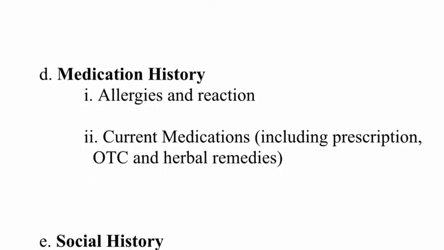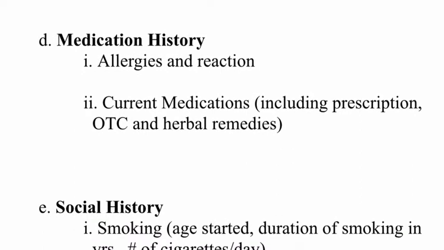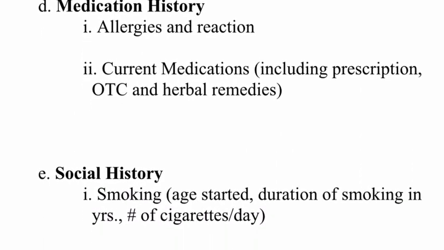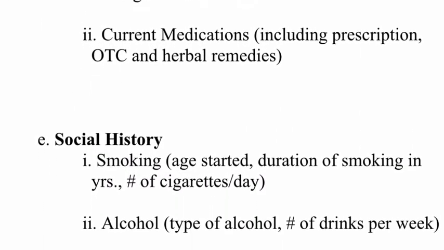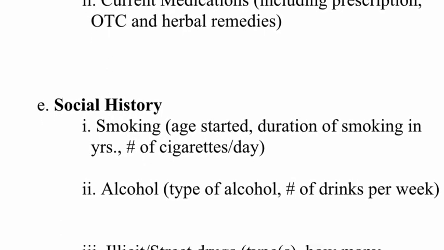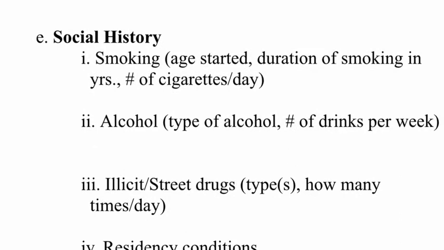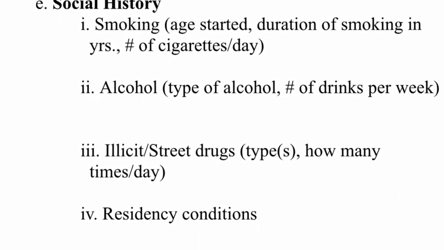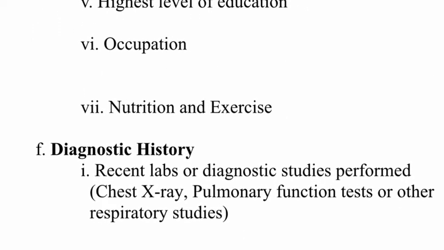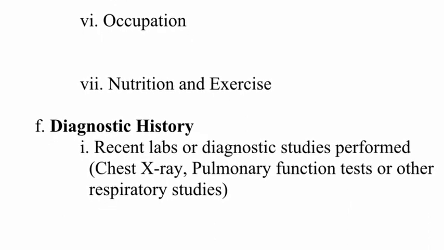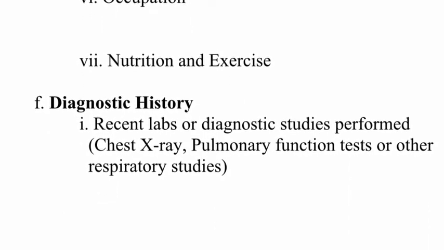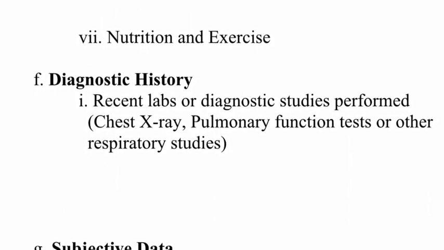We want to know their medication history, such as allergies and reactions, as well as current medications that they are on. We want to know their social history, such as smoking, alcohol, illicit street drugs, residency conditions, highest level of education, occupation, and nutrition, exercise. Their diagnostic history, which includes any recent studies that we should be aware of.